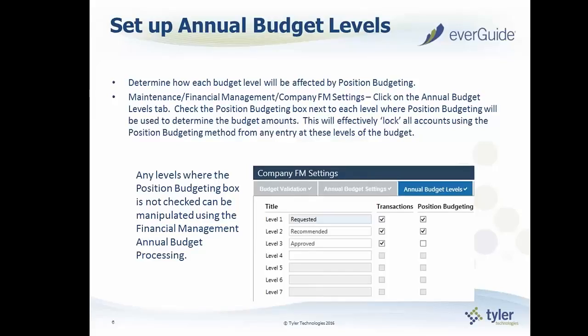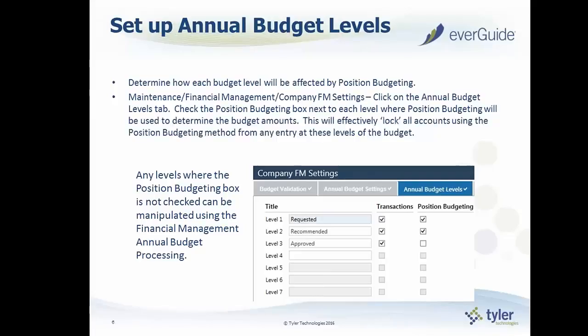Now the third level is my final level for this example. Being my final level, I do not have position budgeting checked because I want to allow wiggle room in case there need to be manual adjustments to the salary expenses in the annual budget.